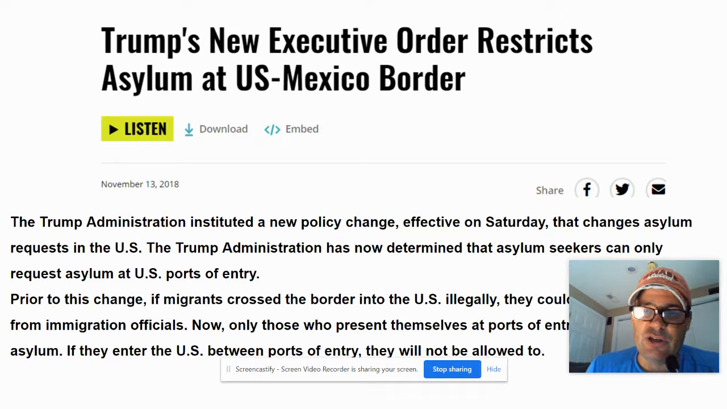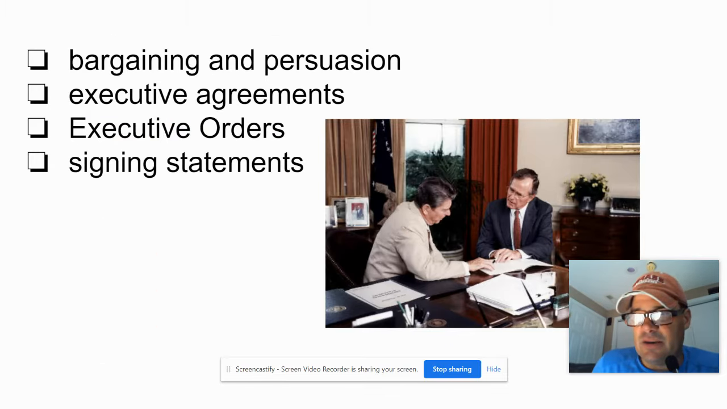It is now determined that asylum seekers can only request asylum at a U.S. port of entry. What was happening is that people were coming across mostly the southern border, crossing at places they weren't supposed to cross, and then asking for asylum. Now the Trump administration is saying that if you want asylum, you must come to a port of entry only. If you go the other way, then that is just illegally crossing. That's an example of an executive order.